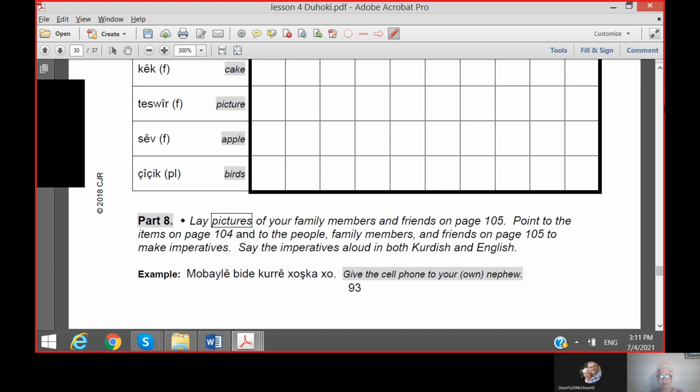And we will start the next lesson in section G. Okay, hope that's helpful to you. And if you have any questions, be sure and ask me.